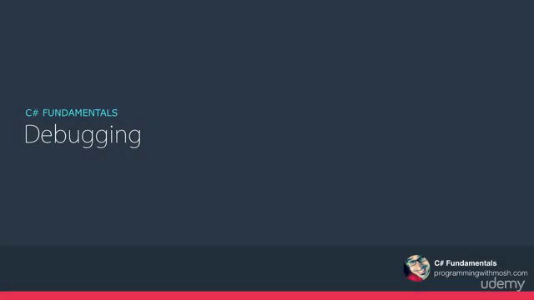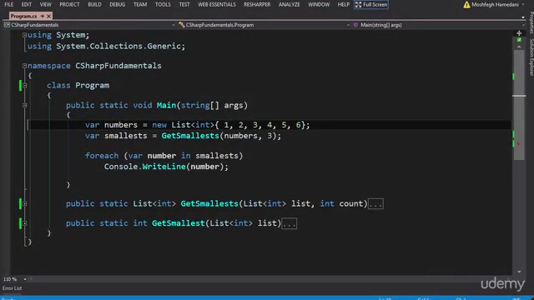In this video, I'm going to teach you how to debug your applications. So I've written a small program that displays the smallest numbers in a list. As you see on the first line, we define a list of integers with numbers from 1 to 6. Then we call this method getSmallest. We pass our numbers list here, and 3 here means return 3 smallest numbers in this list. And finally, we iterate over this smallest list and display them on the console.